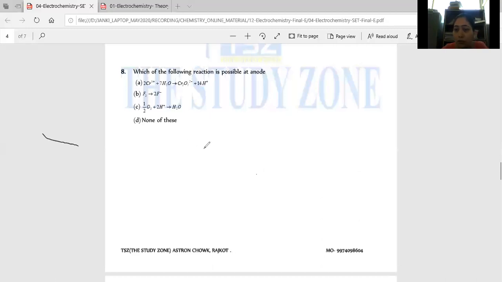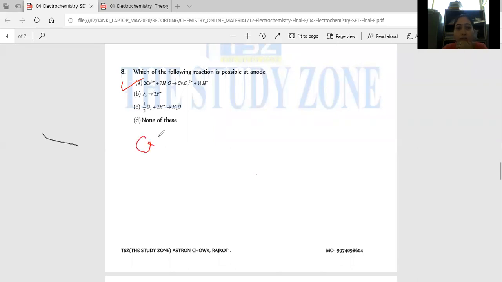Yes, Krusha, Varad, Uttam, Manan, all say A. Yes, Twinkle, Neha. Anode means always oxidation. Oxidation means oxidation state, oxidation number. Yes, Nandini said A. A is the right answer. During oxidation, the oxidation state of the metal, or metallic ion, or whatever reactive element, increases.